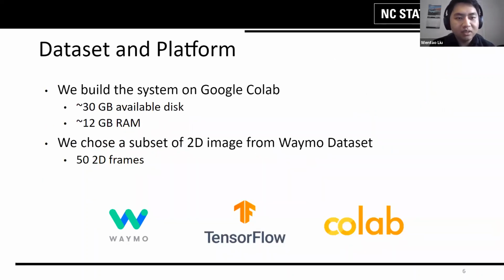We built the system based on Google Colab. Colab lets us have GPU acceleration and gives us 30 gigabytes of available disk and about 12 gigabytes of RAM. We chose 52 frames from the Waymo dataset. We need to notice that each frame contains a lot of information from multiple cameras. So in this way, we can still maintain a decent amount of the dataset.